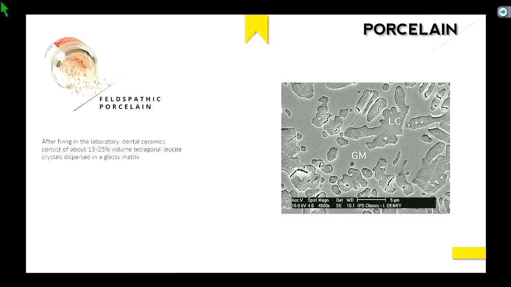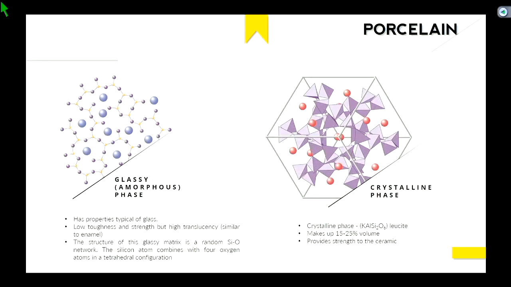So this is what is important to know about feldspathic porcelain. It comes in two different phases once it's sintered together. So you have your glassy phase and then your crystalline phase. So hopefully this sounds a little familiar from our dental materials class, but the glassy phase is a disorganized or amorphous phase. And the advantage of this is that it's got properties that are typical of glass, meaning that it's translucent and it makes that porcelain more aesthetic, right?